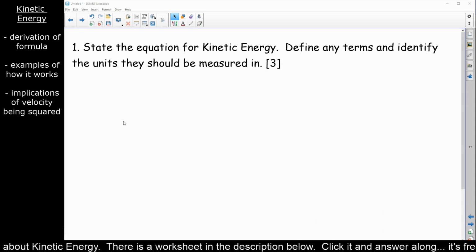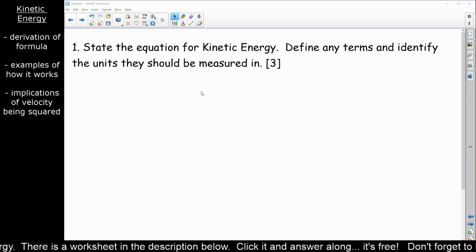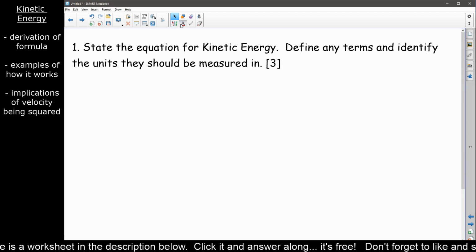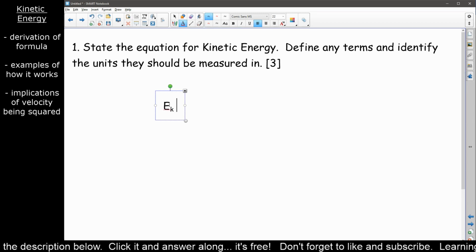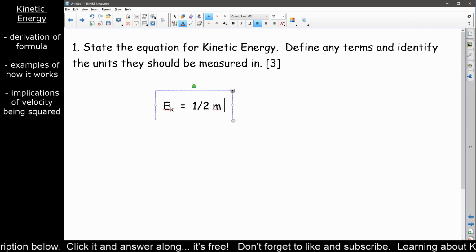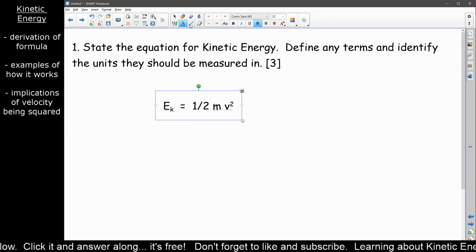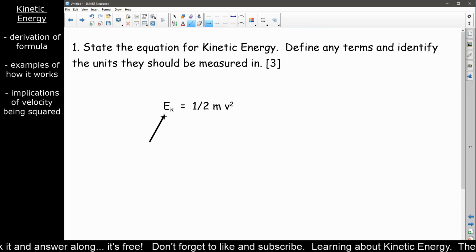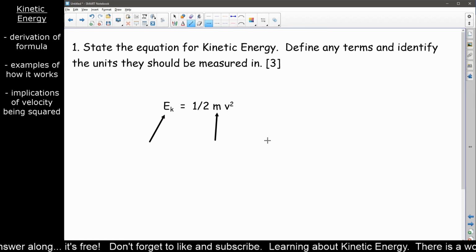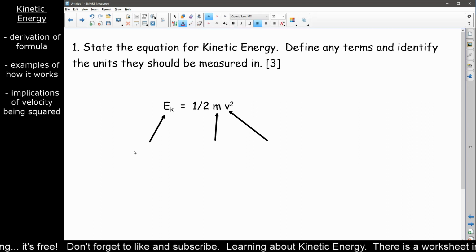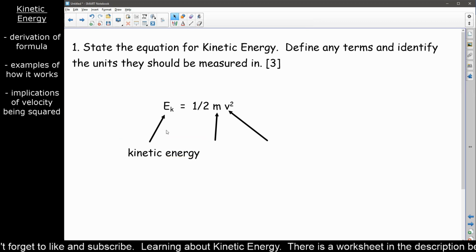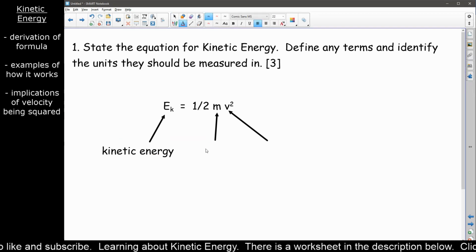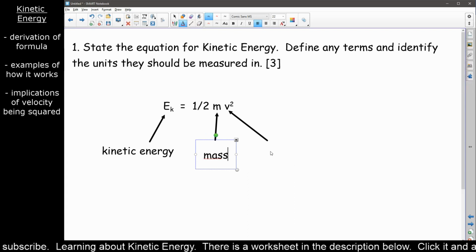Okay, everyone, welcome back. Let's have a crack at these questions. So first up, nice and simple: state the equation for kinetic energy, define any terms, and identify the units that they should be measured in. So straight up then, you get EK, kinetic energy, equals a half mv squared. Now we need to define any terms that we've used. So we've used 3 terms here: EK, m, and v. EK is kinetic energy. M is mass, and v is velocity.